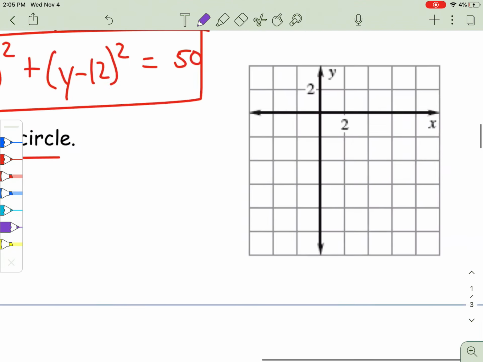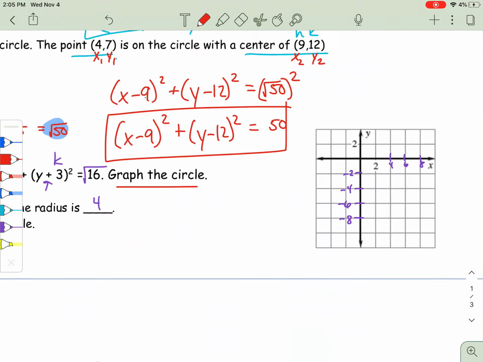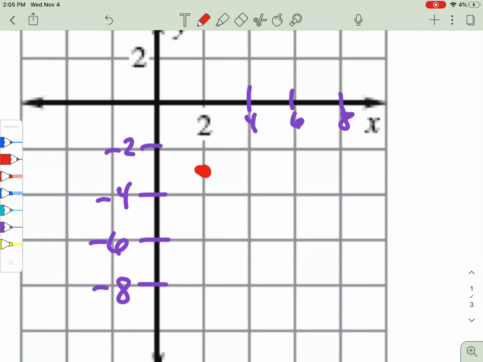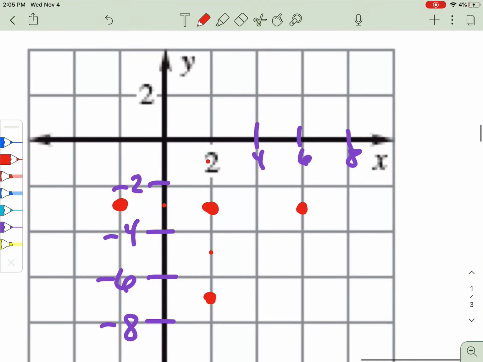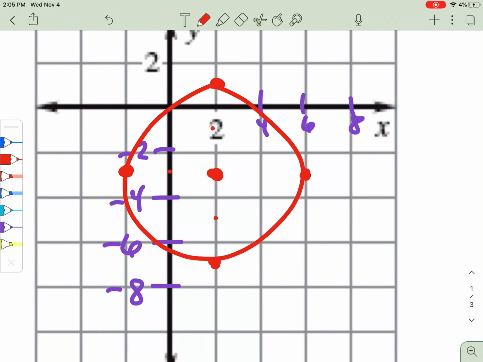Okay, so I'm going to go on to my graph here. This graph goes by 2's. Okay, and I'm going to plot my center. My center is 2, negative 3. So 2, negative 3 is about right there. And it's got a radius of 4. So I'm going to go over to 6 from 2. I'm going to go over to 4 there. And then I'm going to go down to 4. Go up to 4. Okay, so I just listed all my points, and now I can draw my circle.